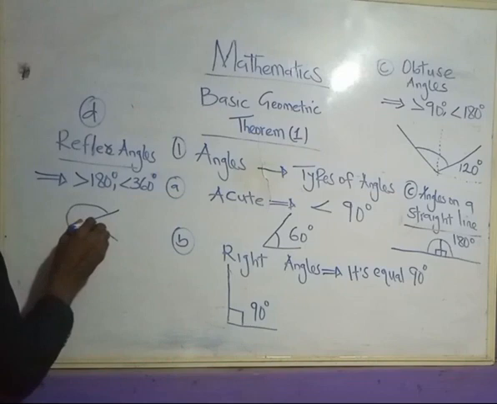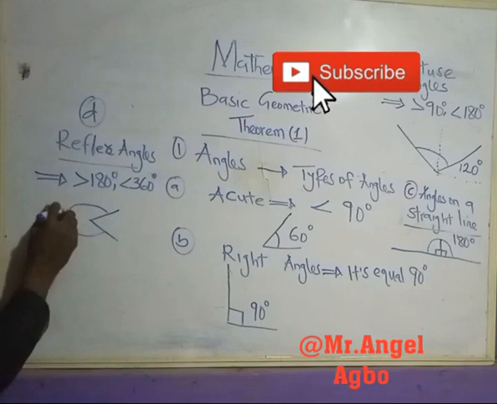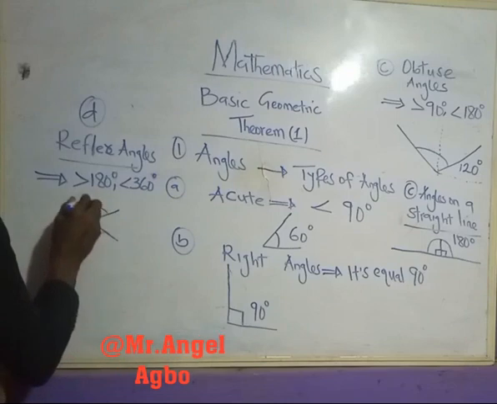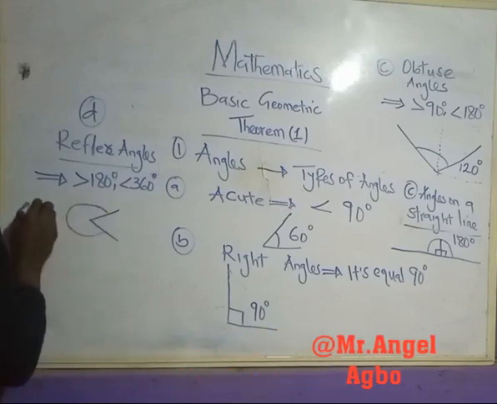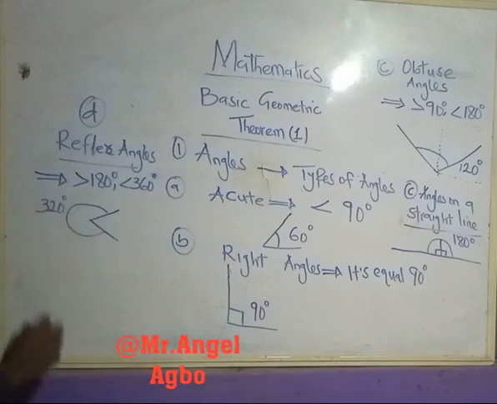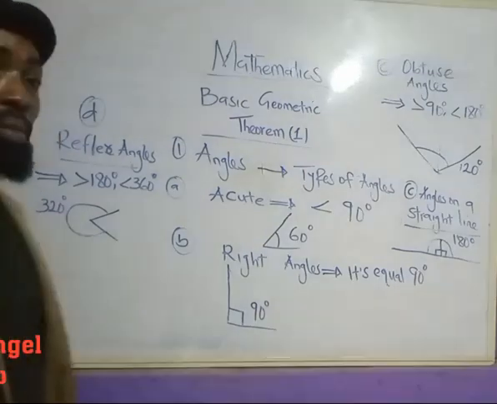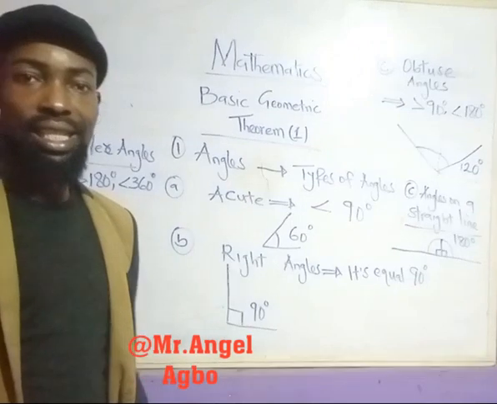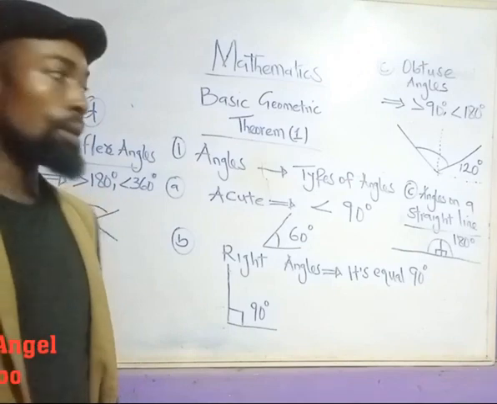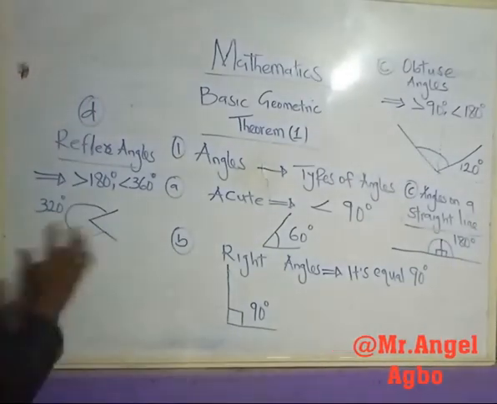This angle, remember, not this particular angle, not the one inside, but the one outside. So we can say that this angle is equal to 320 degrees. It is lesser than 360, but it is greater than 180. So it is a reflex angle.